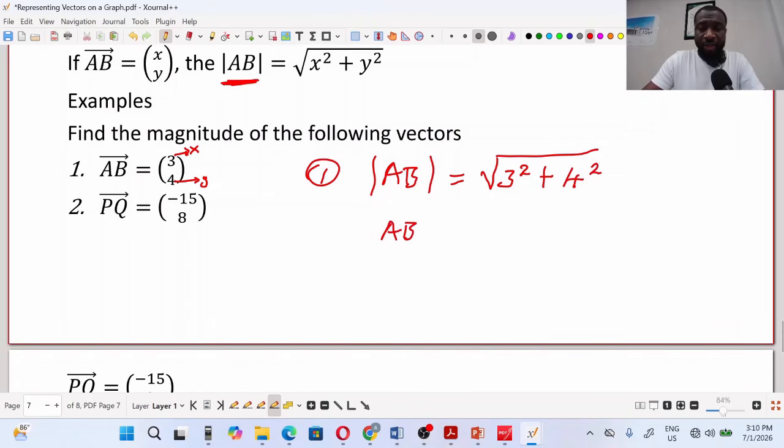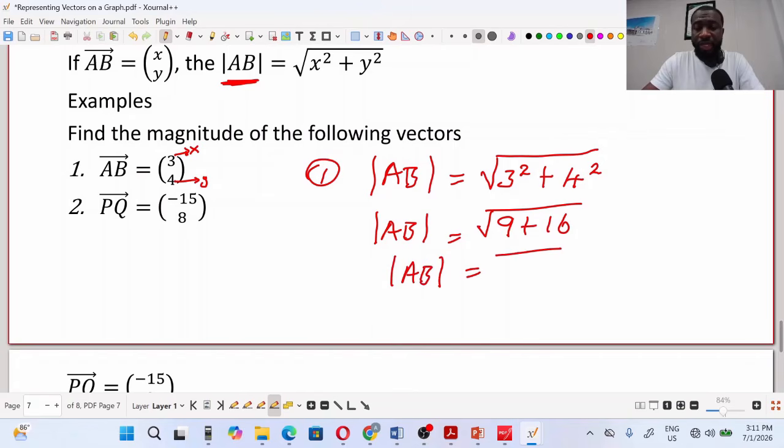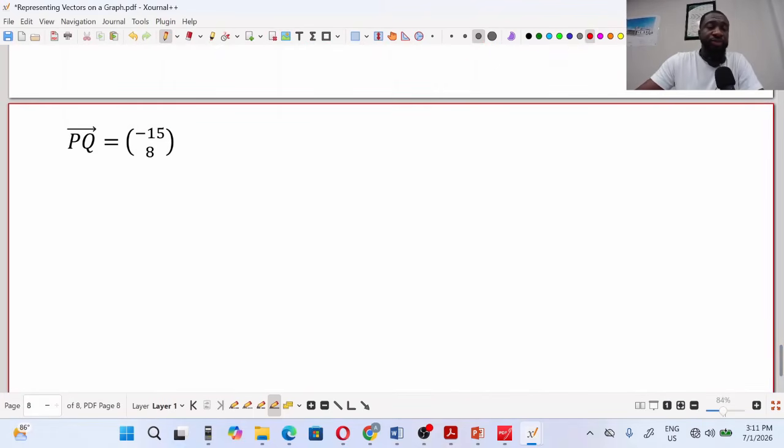So I have the magnitude of AB equal to the square root of 3 squared, which gives me 9, plus 4 squared, that's 16, right? So the magnitude of AB is now equal to the square root of 9 plus 16, which gives me 25, which is equal to 5. So it tells me that the magnitude, or the length, of the vector AB is equal to 5. Sometimes, depending on the question, it could be 5 centimeters, 5 kilometers, and whatever. Pause the video and work on it.